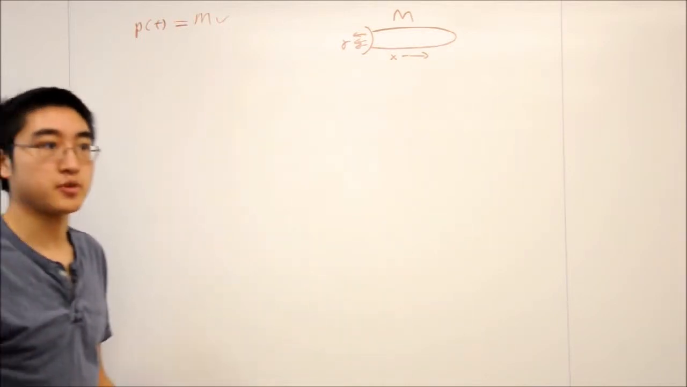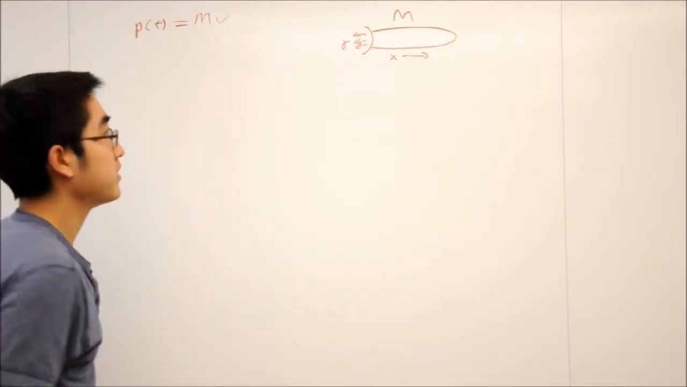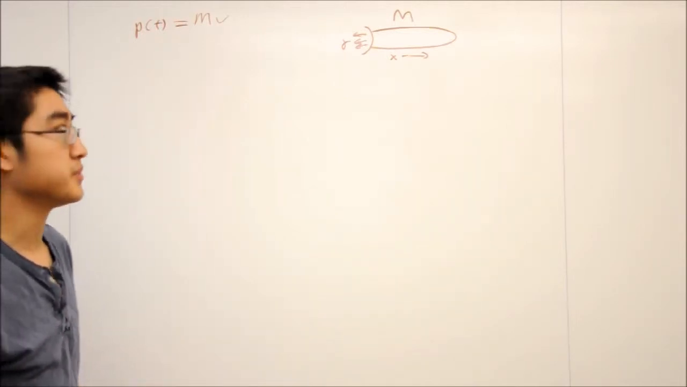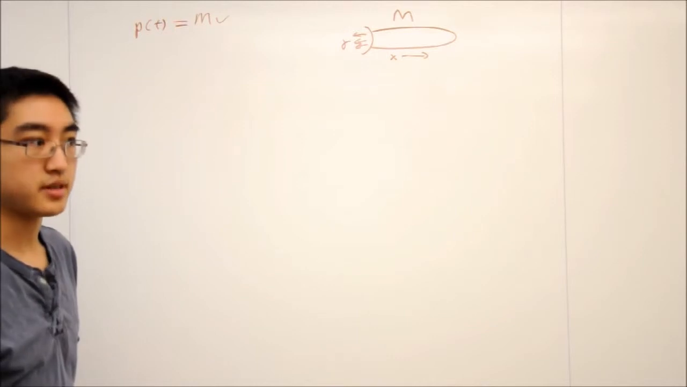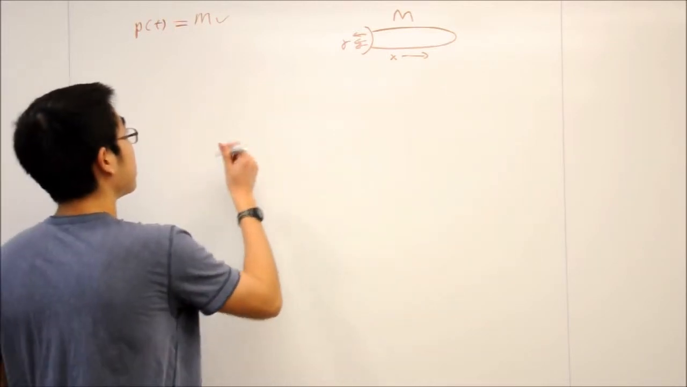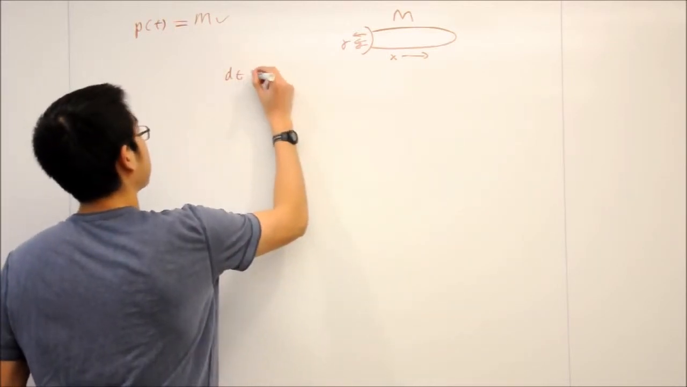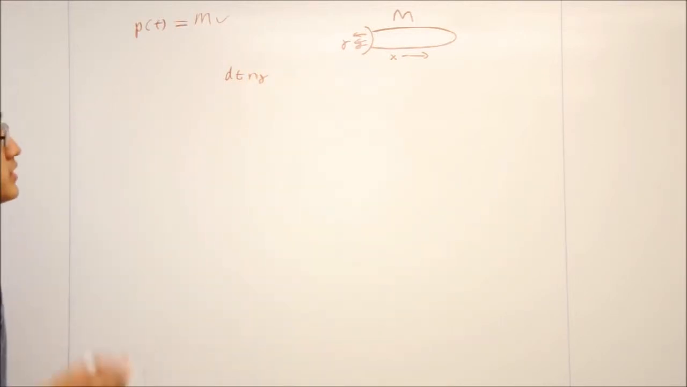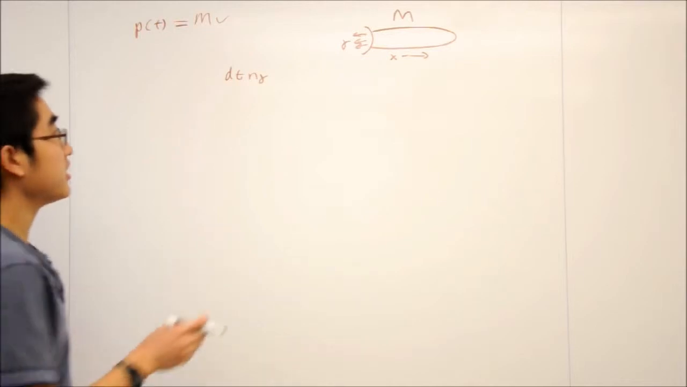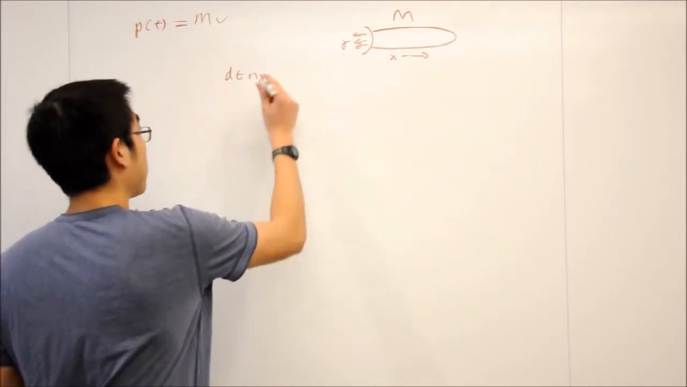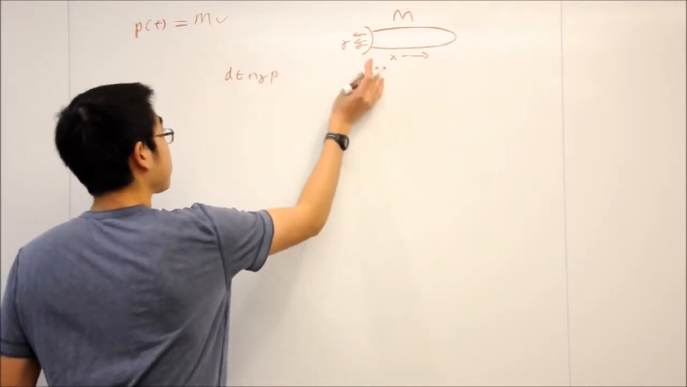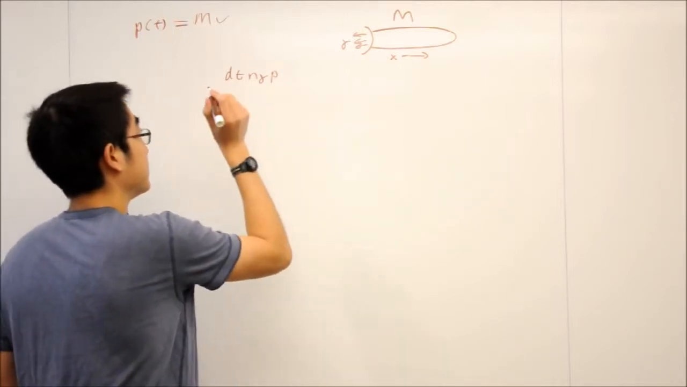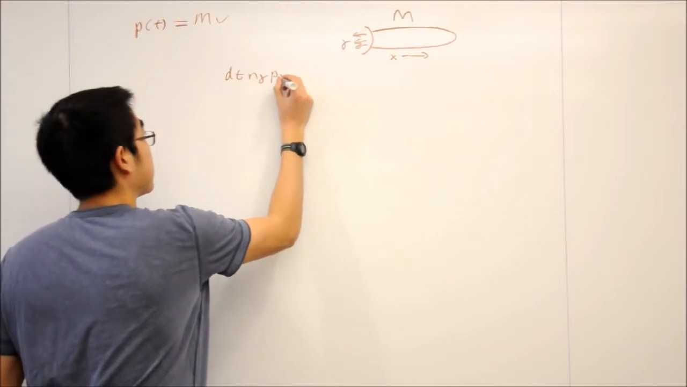So now let's consider a small time interval dt. In that time interval, the number of photons being emitted by the engine is n lambda. So the number of photons being emitted is dt times n lambda. And the momentum of each of the photons is p lambda. So the total momentum of the photons that are being emitted by the engine in a time interval dt is dt times n lambda times p lambda.